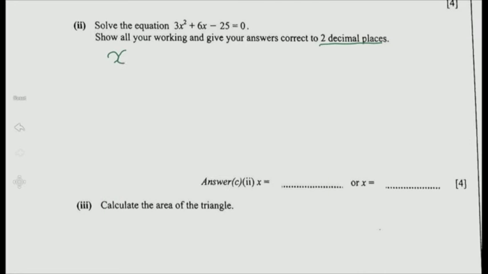So we have to recall the quadratic formula. The formula for solving a quadratic equation, if you remember very well, is x equal to minus b plus or minus the square root of b squared minus 4ac, all over 2a. So that's the formula, which you call the quadratic formula.